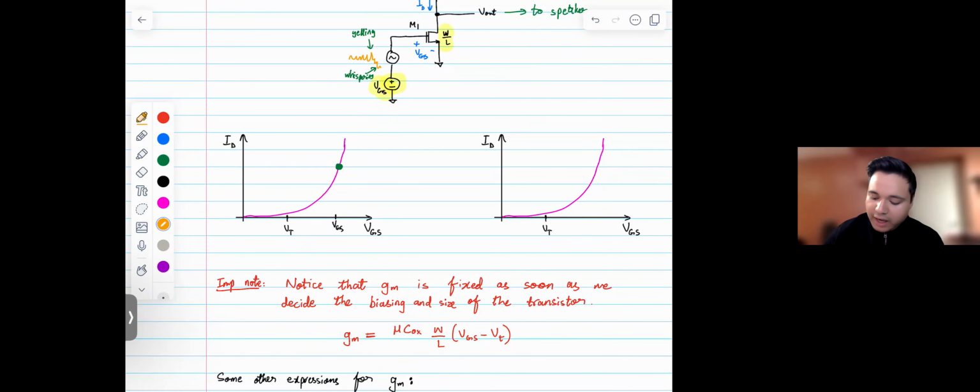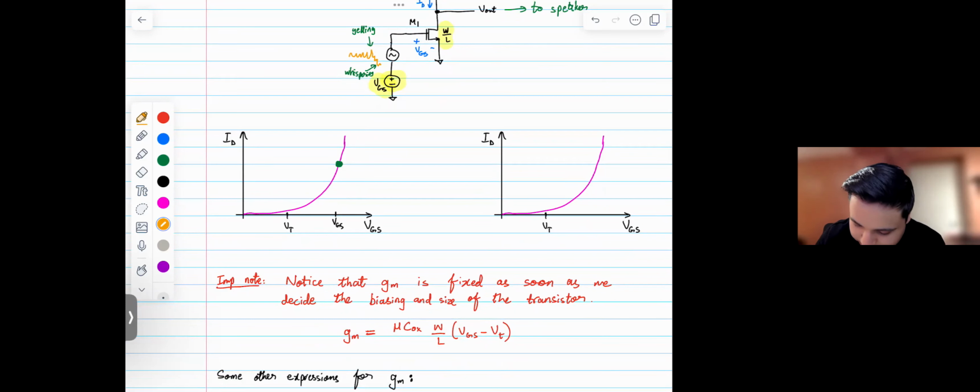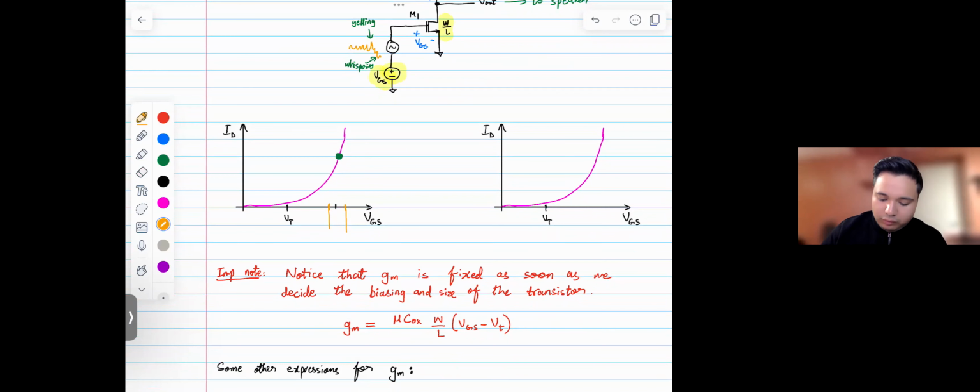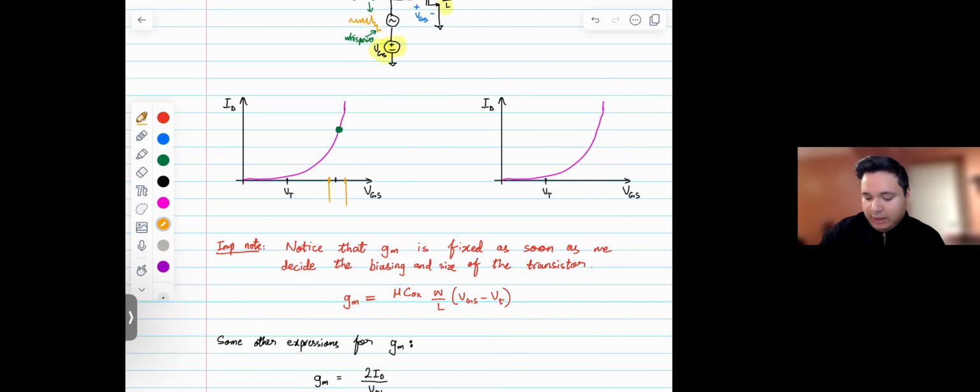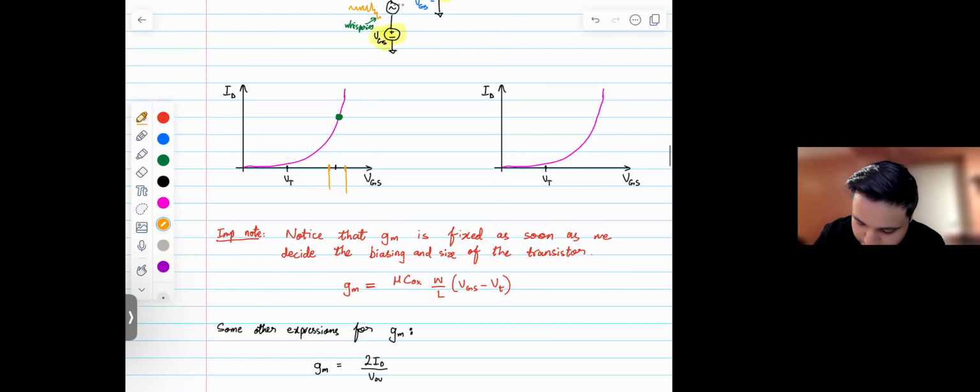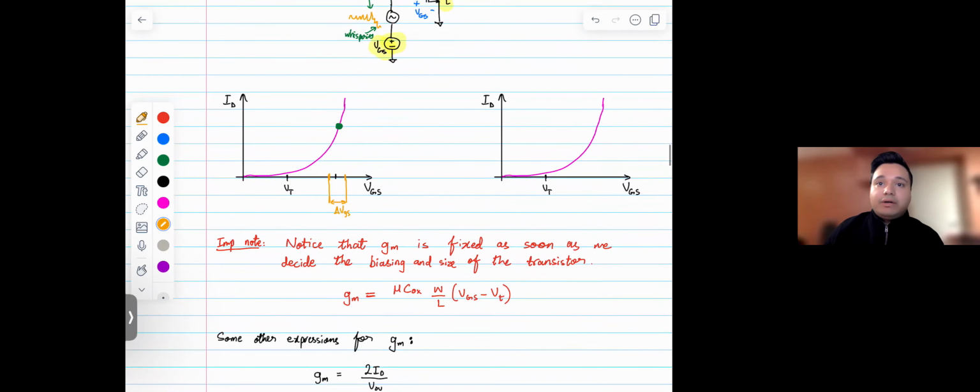Now in the graph, this is our peak to peak of what's coming from the microphone. Let me erase that little bit here. The green point was our normal operating point, and because of adding this microphone, our VGS wiggles a little bit, and that wiggle is shown by these orange lines here. That's delta VGS, if you will. That's the change in VGS that's caused by the microphone.